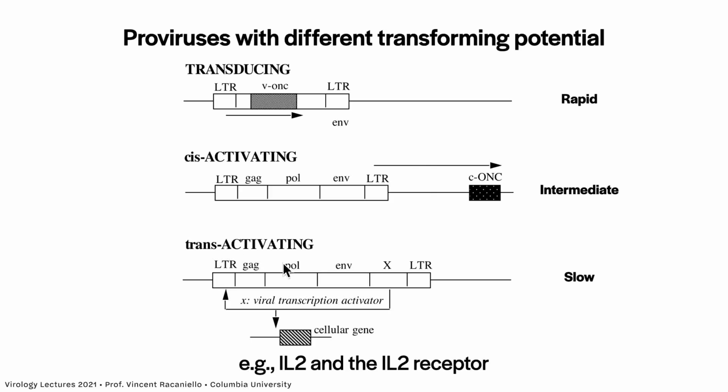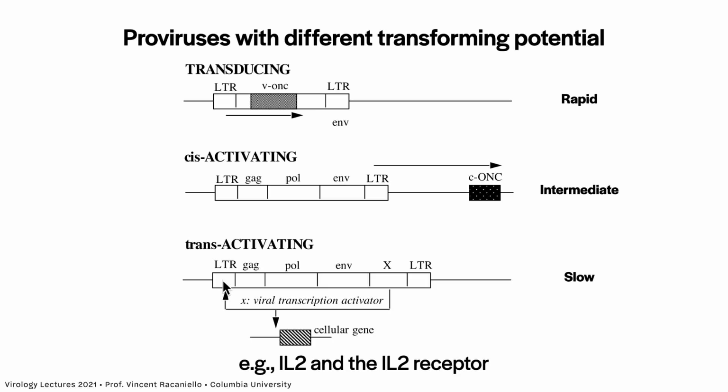And then we have transactivating retroviruses, which cause tumors with slow kinetics. So here's the genome of one of those. It has a transcriptional activator. Here it's shown as X, which is basically a protein that's needed to activate the promoter.